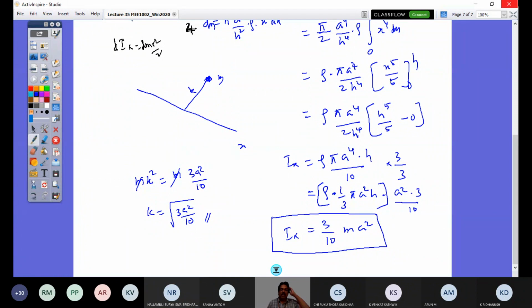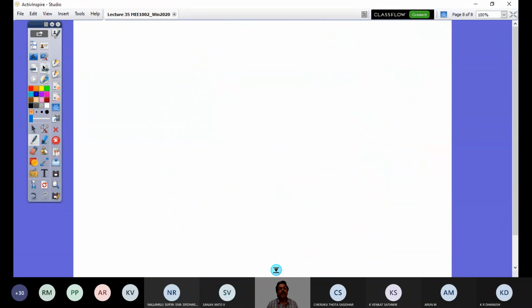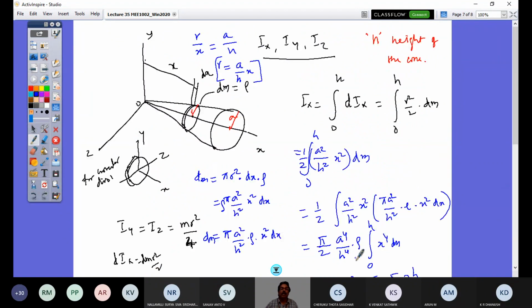So I have got this Ix. Now how do I get Iy and Iz? We have to go with a similar approach, and I would leave it to you to derive as homework. So what you have to do is look at the same problem. So now I have to do Iy and Iz. If I get Iy, I'll get Iz as well, with the same expression. So how do I get Iy?